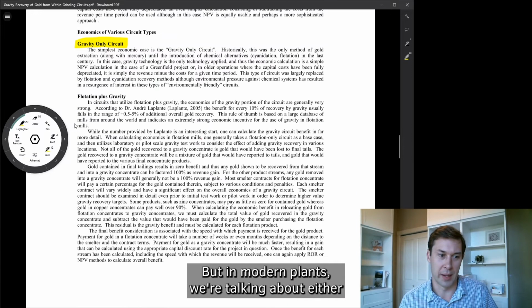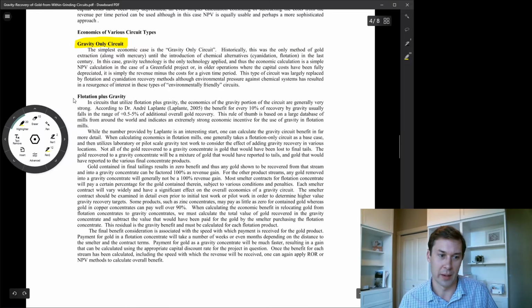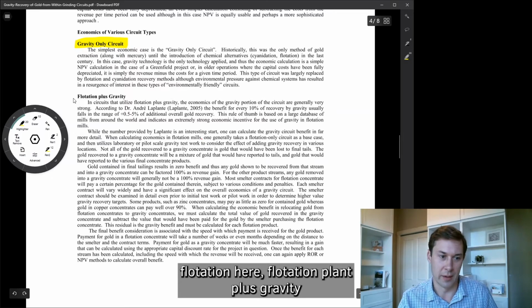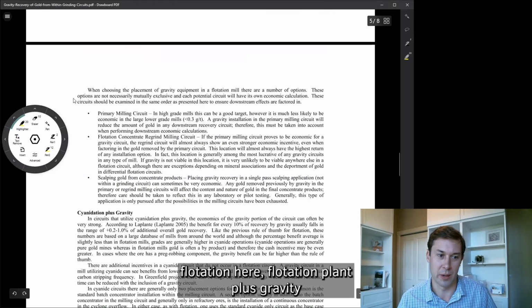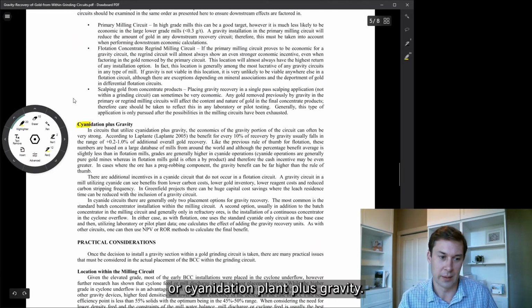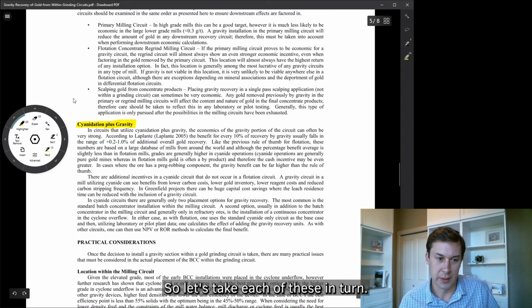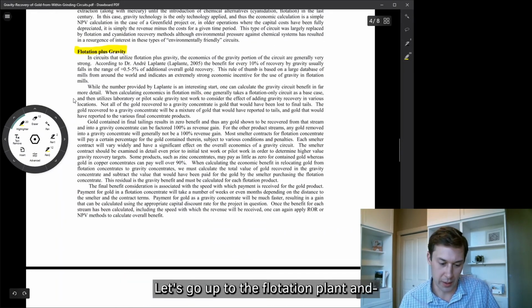But in modern plants, we're talking about either flotation here, flotation plant plus gravity, or cyanidation plant plus gravity. So let's take each of these in turn. Let's go up to the flotation plant.